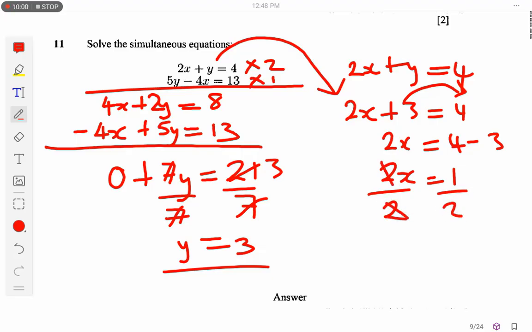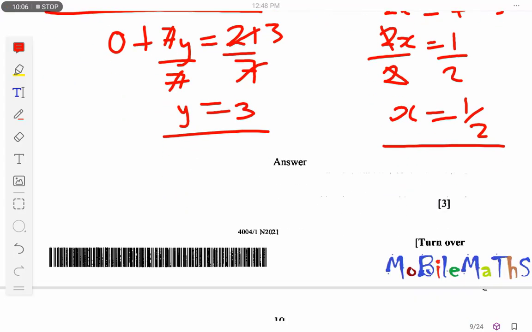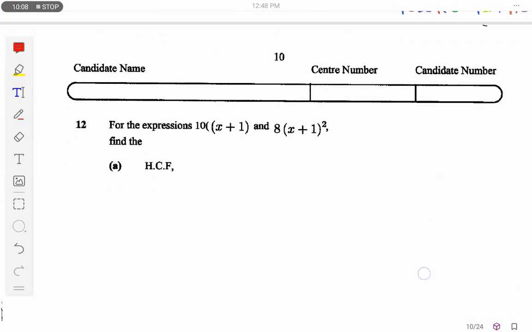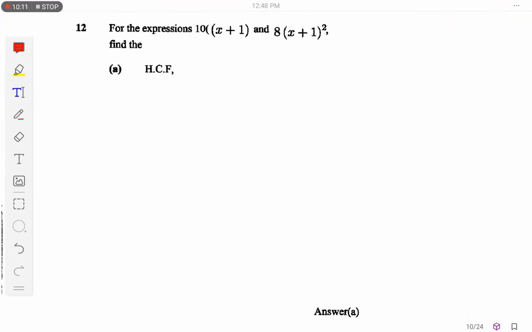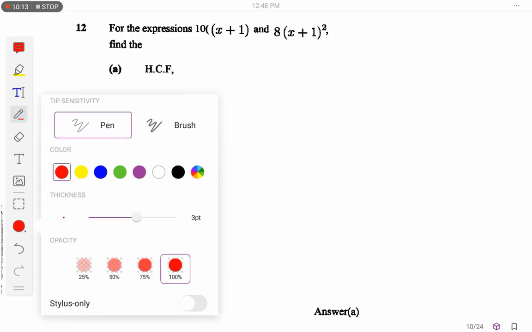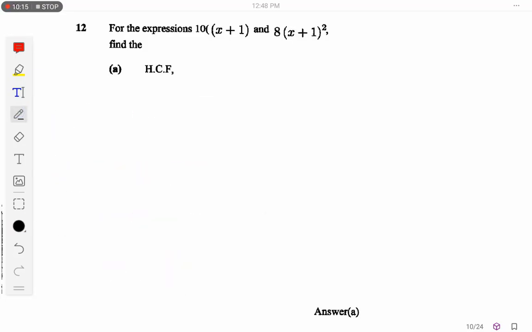This side, they cancel off each other, so x is equal to 1/2. So these are the values of x and y there. Okay, you get yourself 3 marks. Let's go on to the next question. The next question wants us to find the highest common factor of those two expressions.